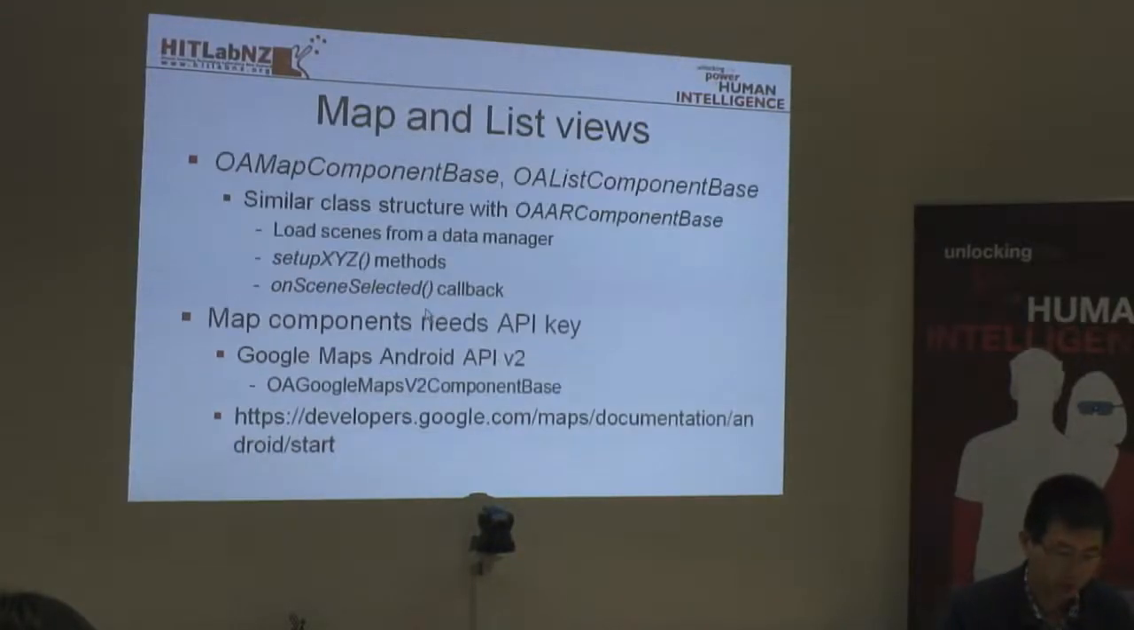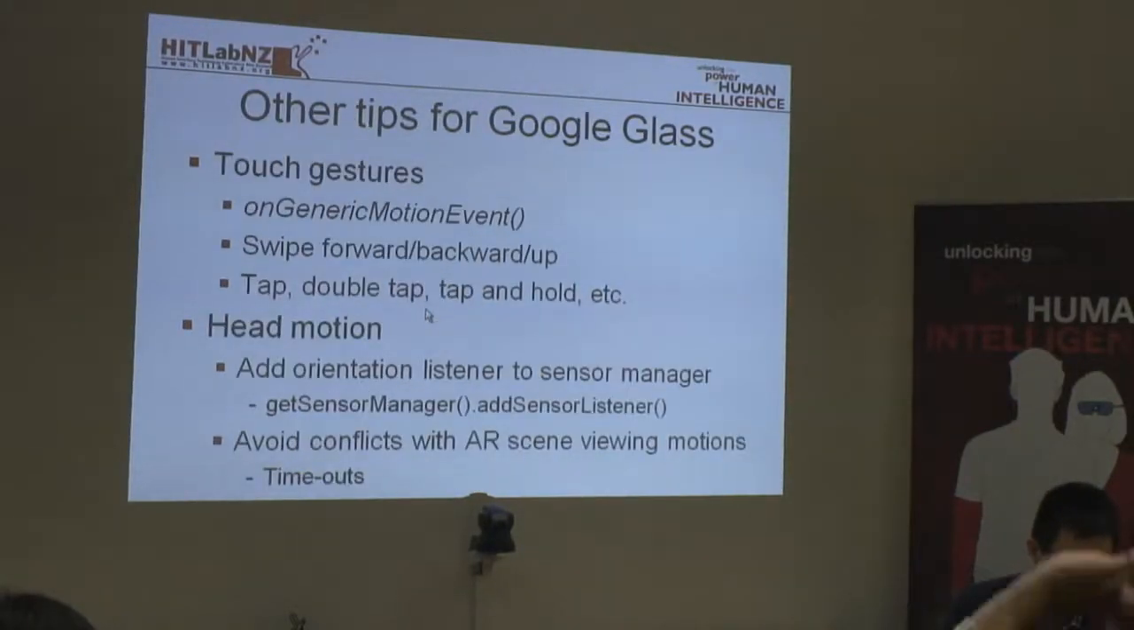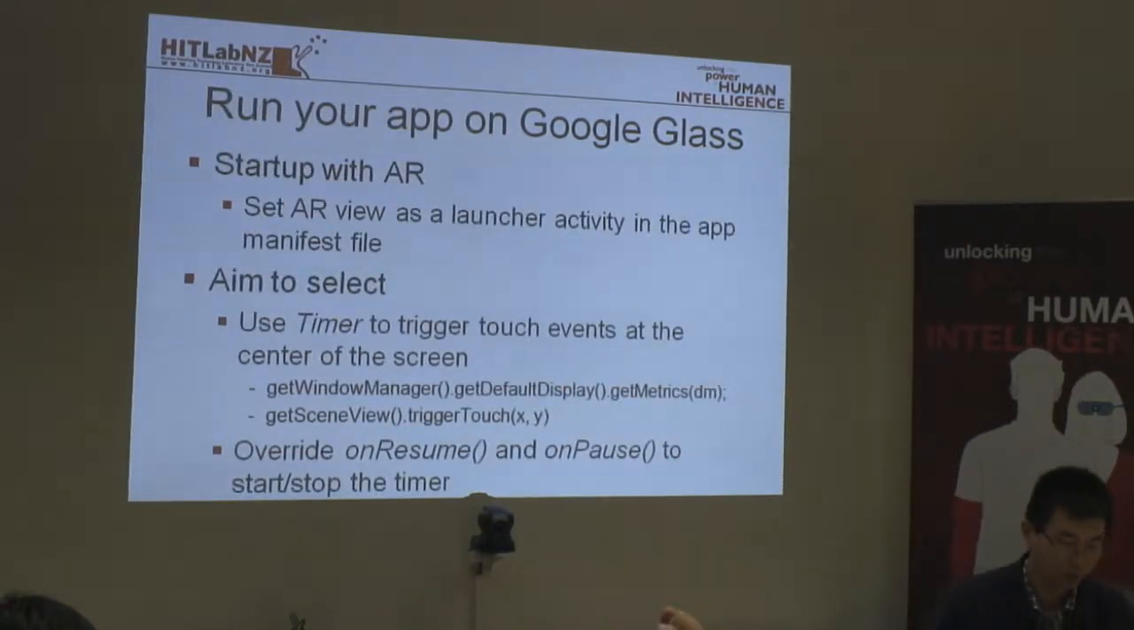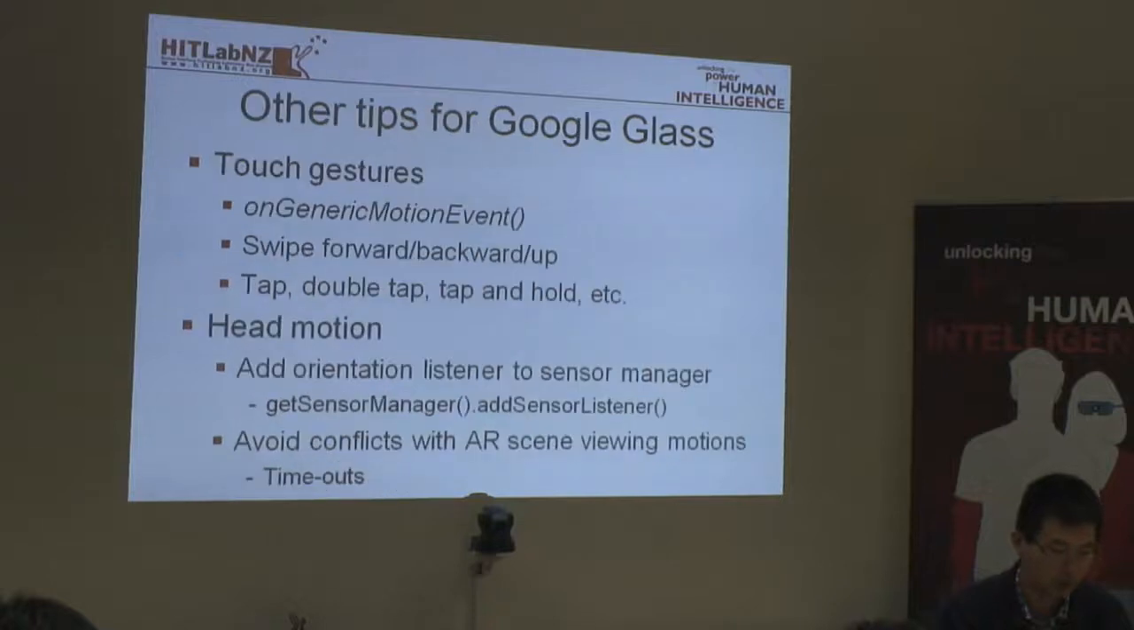And stop there. We left it here. So that's how we add a timer and then trigger the touch event to make it as if you are touching the middle of the screen every 1 second or so. Other tips, I think you've already learned how to detect this touch event using on generic motion event. So you can do those and use different tapping or swiping gestures and so forth.